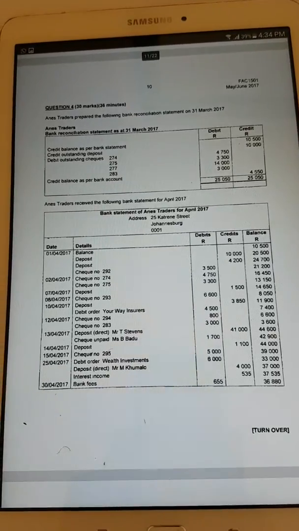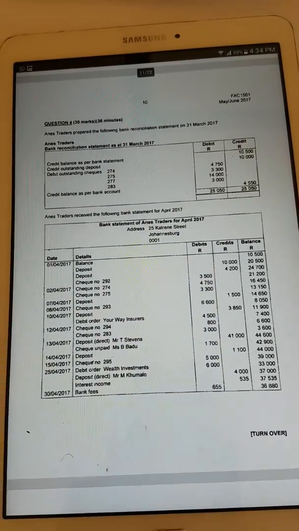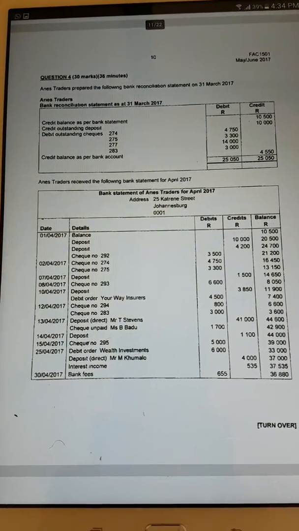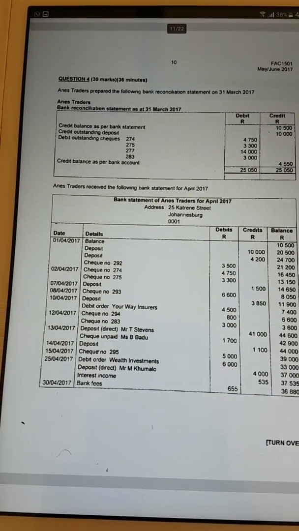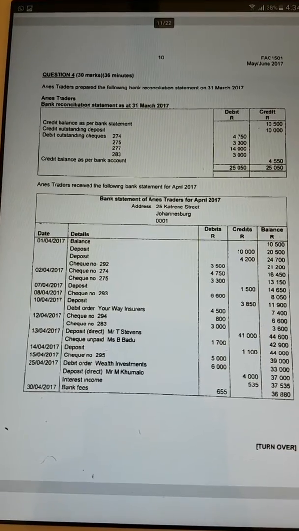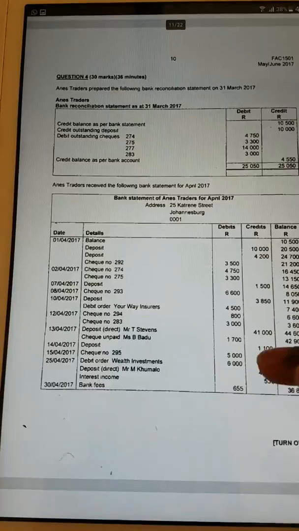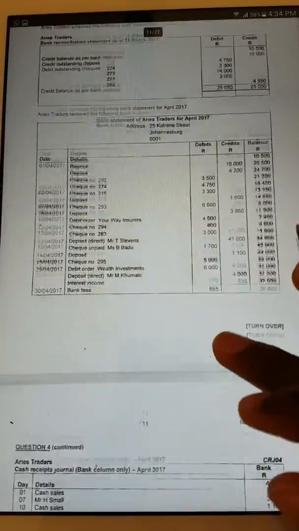Hello guys, let's move to May June 2017. So this time around we are doing the bank reconciliation for Honest Traders. Okay, so this is the information.